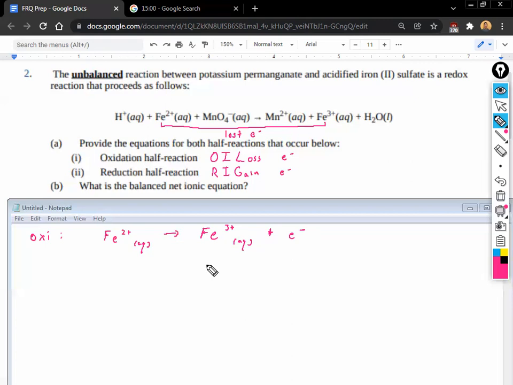If you haven't memorized OIL RIG yet, I do recommend that you do, because a lot of questions on the AP test have to do with oxidation reduction. They like to combine it with random topics. So just make sure you memorize the acronym.